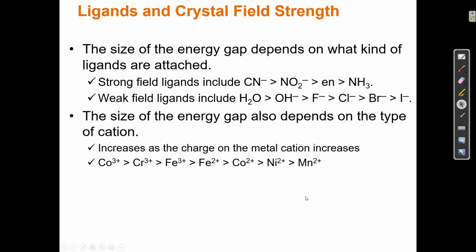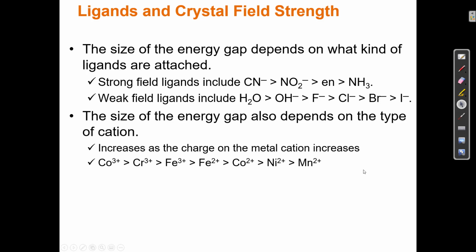The size of the energy gap depends on what kind of ligands are attached. So certain ligands will make that delta bigger, and certain ligands will make it smaller. The ligands that will make it bigger are called strong field ligands. Strong field ligands are things like cyanide, which is the strongest, and we have nitrite, NO2 minus, ethylenediamine, and ammonia. These are among the strong field ligands.